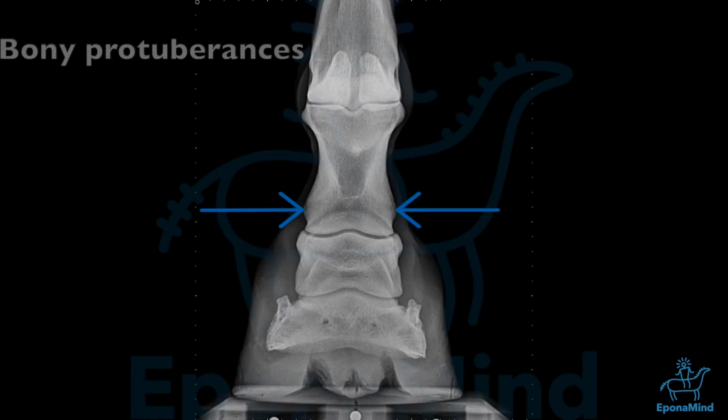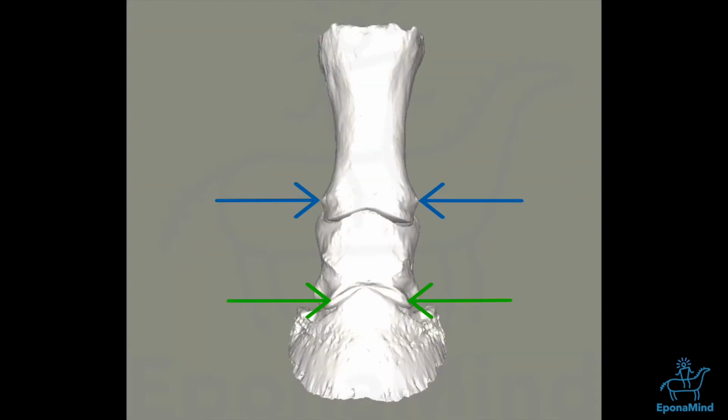This radiograph shows more clearly the location of the bony protuberances of the first phalange, shown by the blue arrows. I am using two sets of landmarks to assess the position of the capsule in relationship to the bony column. Again, the blue arrows show the bony protuberance of the distal end of the first phalange. The green arrows show the region called the coronary gaps.